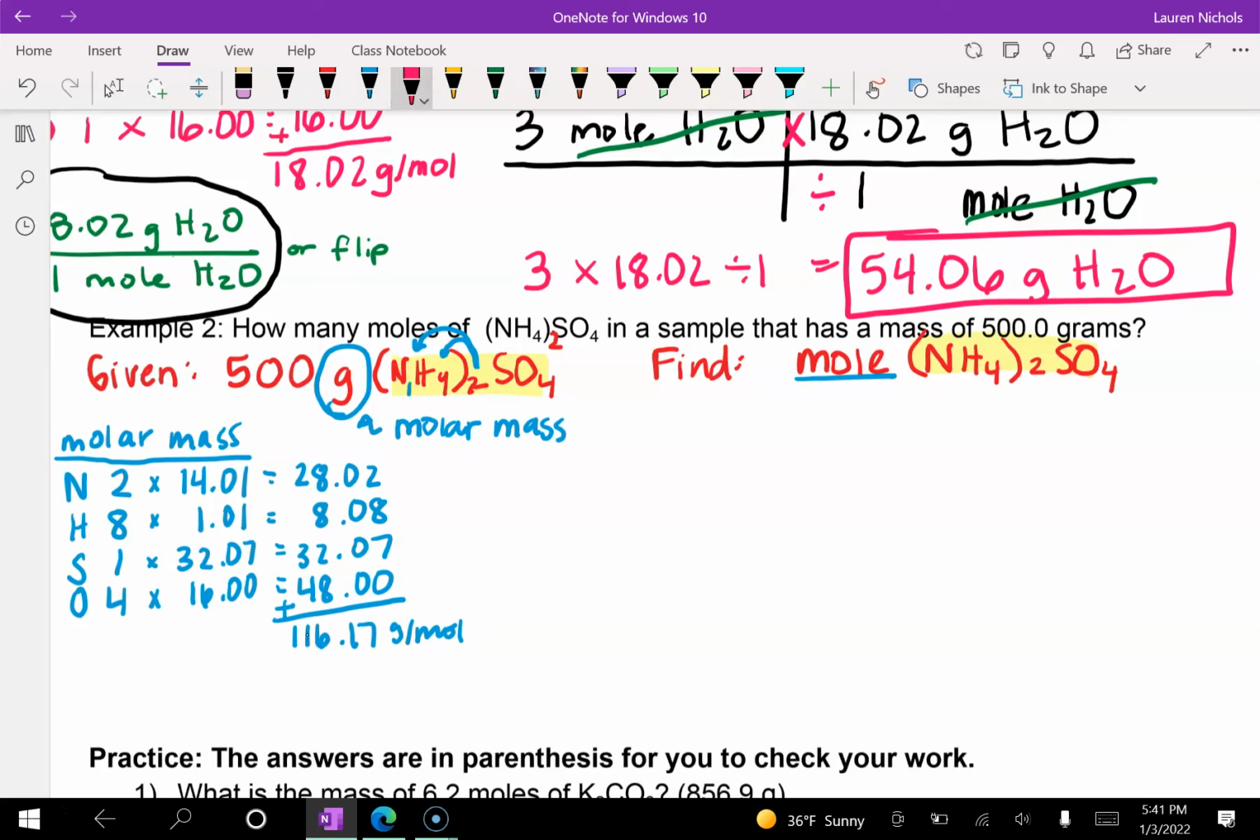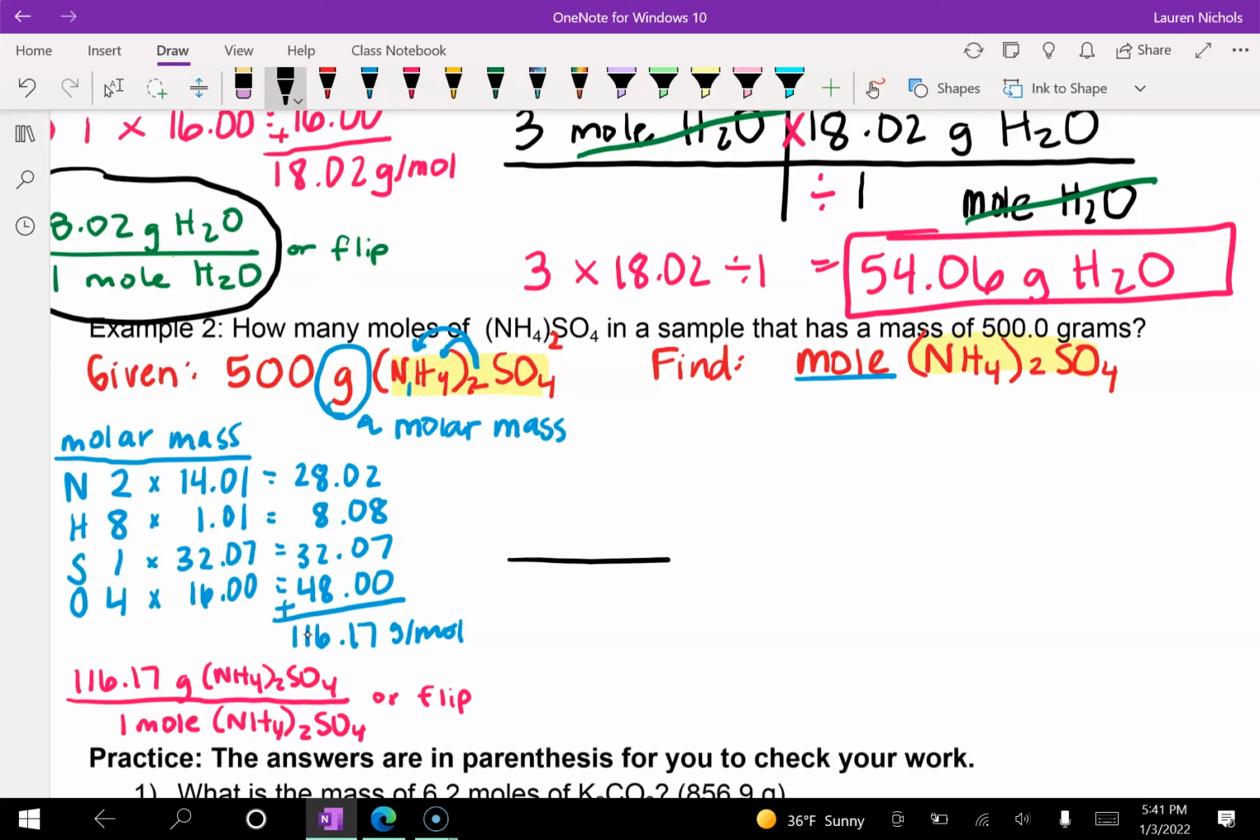Now remember, this can be written as a conversion factor or a fraction as 116.17 grams of ammonium sulfate, and yes, even though it's annoying, you have to write out all those letters, over 1 mole of ammonium sulfate. Or you can flip it. It just depends on how we have to set up our problem. So when we put in our T-chart, our given goes in the chart first. So we have 500 grams of ammonium sulfate.